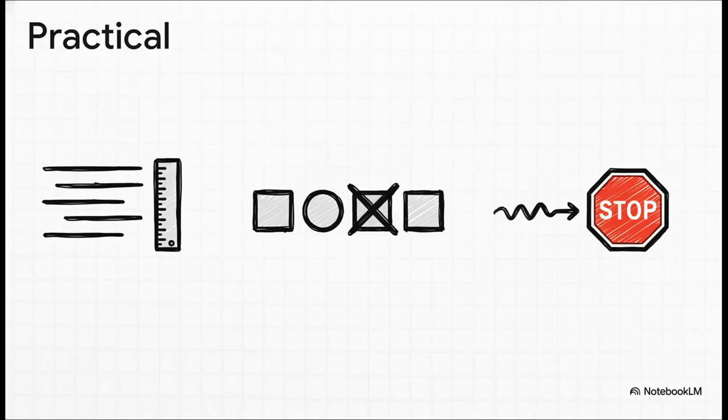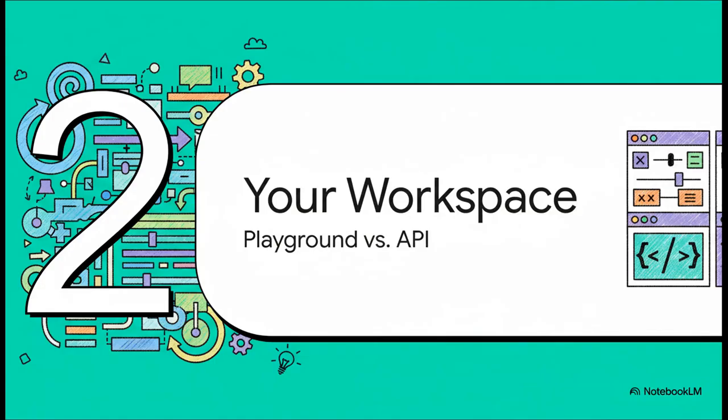And it's not just about creativity. You have some really practical controls too. You can tell the model exactly how long you want the response to be. You can penalize it for repeating itself, which is super useful. And you can even give it a stop sequence, a specific word or phrase that tells the model, "Okay, you're done, stop writing now."